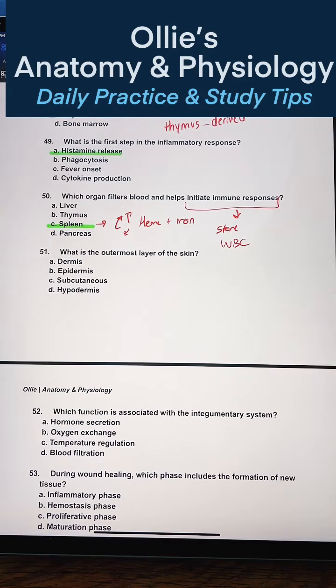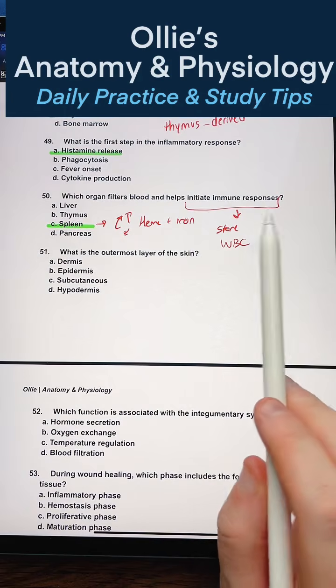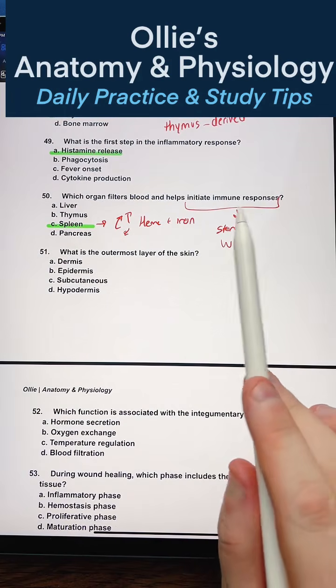Someone asked why it is not kidney. The kidney doesn't really have an immune function. The question asks what filters blood and helps initiate an immune response. So that's why it's not kidneys. That's also not an answer choice here. Again, the liver is going to detoxify. The thymus is for maturing T cells, so it doesn't filter blood. And the pancreas is for digestion and insulin. Does that make sense? Is that where the confusion came from, the last part of the question, initiating the immune responses? Before I move on, just so we make sure we're clear on that.